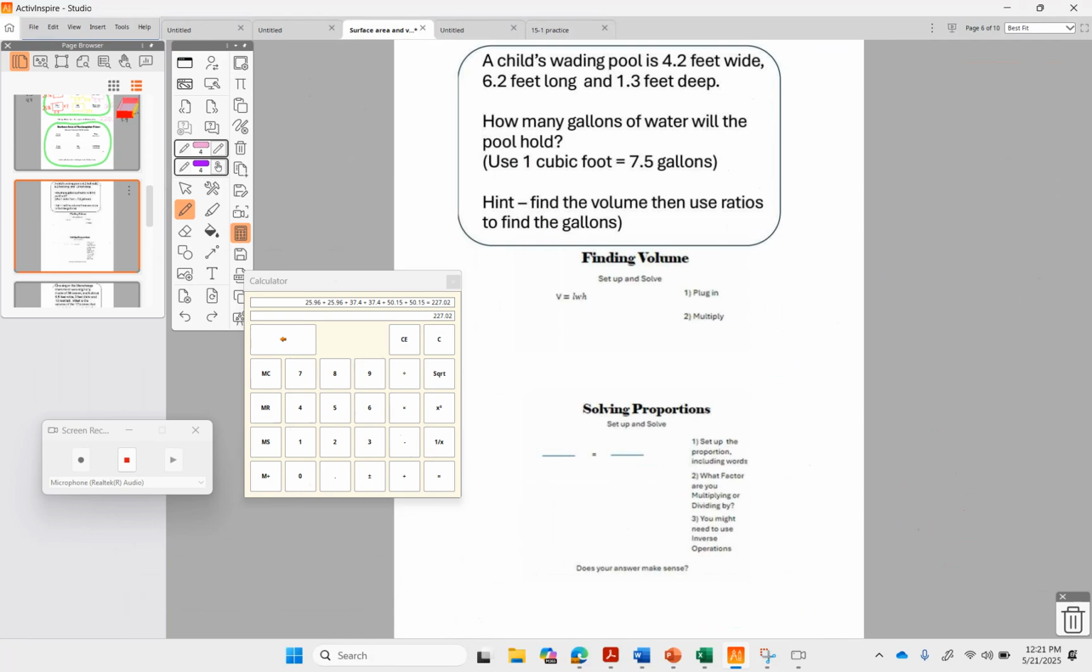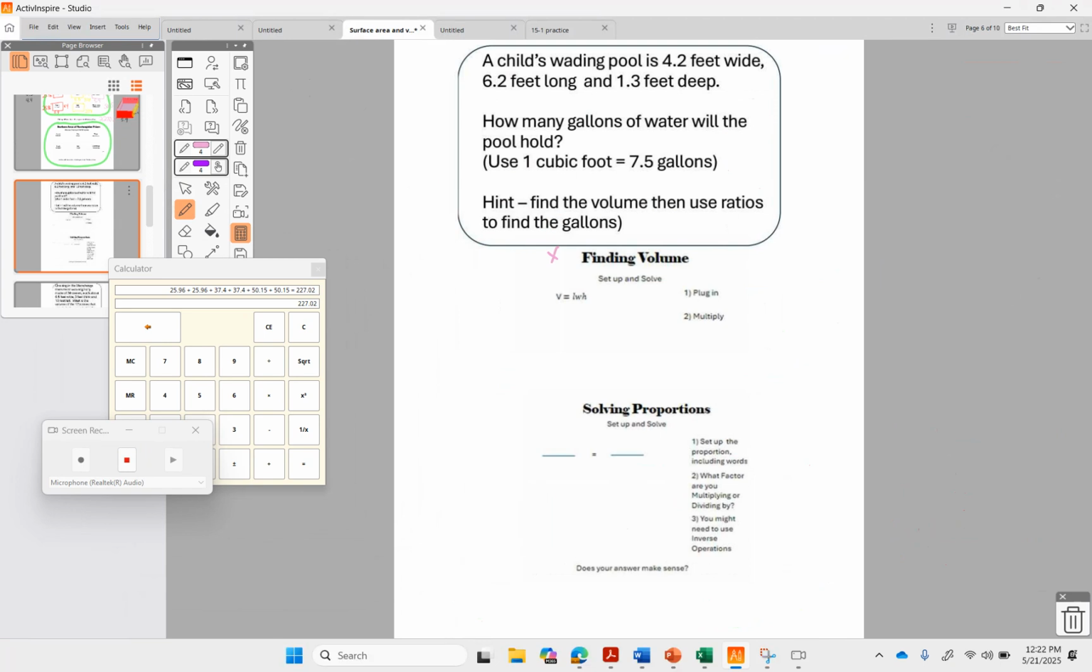A child's wading pool is 4.2 feet wide, 6.2 feet long, and 1.3 feet deep. How many gallons of water will the pool hold? Well, first, I have to figure out the volume of the pool. It says find the volume. And then I have to convert the cubic feet to gallons, because we don't actually buy water in cubic feet. We buy water in gallons.